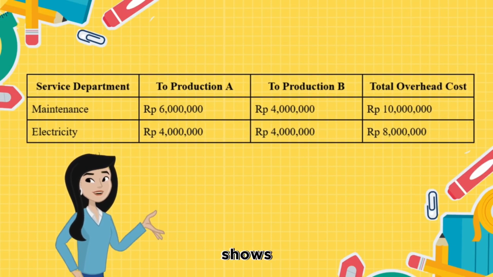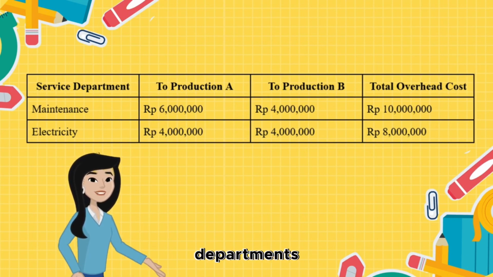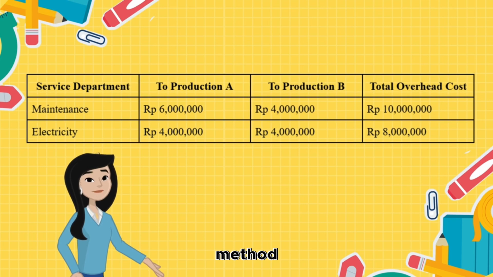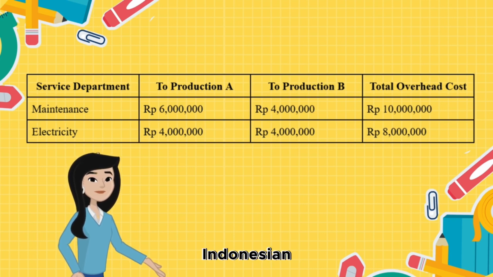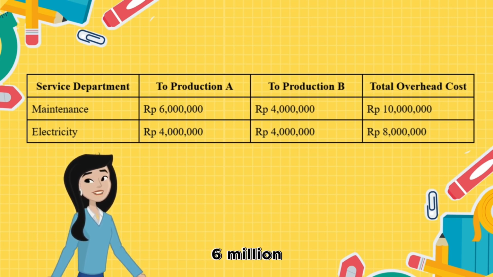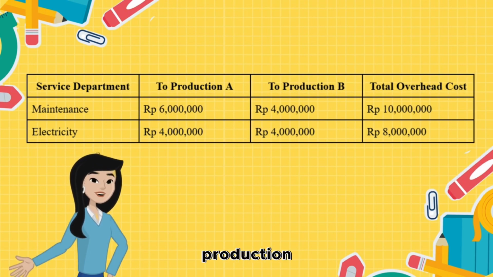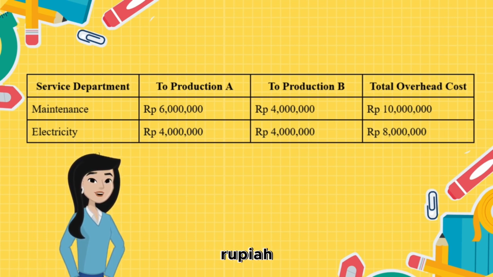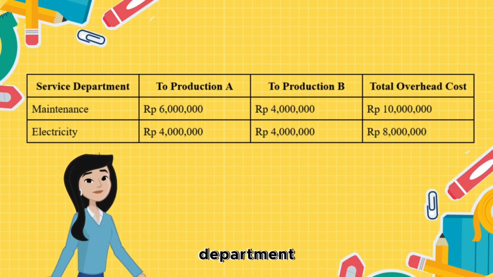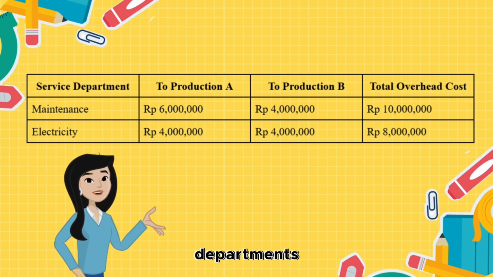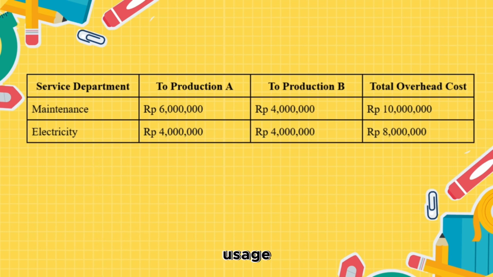The final table shows the results of the overhead cost allocation calculation from the service departments to the production departments using the direct method. Maintenance costs of 10 million Indonesian rupiah are allocated as 6 million Indonesian rupiah to production A and 4 million Indonesian rupiah to production B. Meanwhile, electricity costs of 8 million Indonesian rupiah are divided equally into 4 million Indonesian rupiah for each production department. Thus, all service department costs have been allocated to the production departments according to the percentage of service usage.